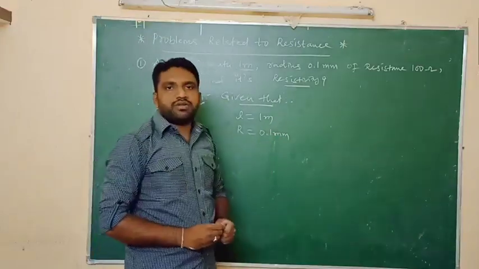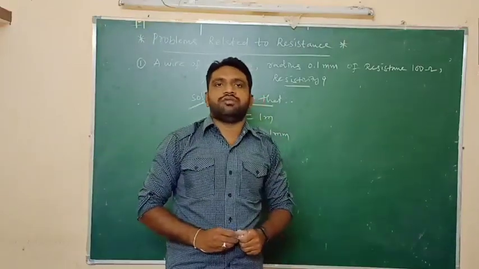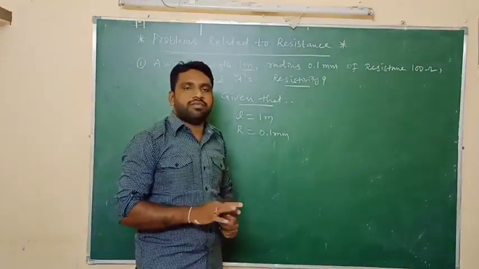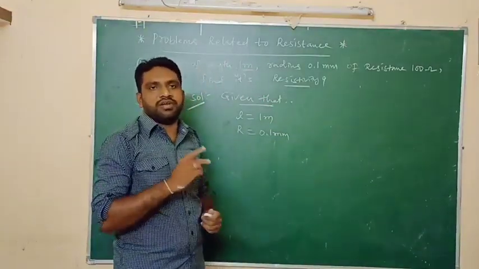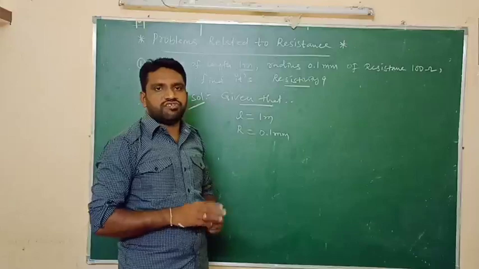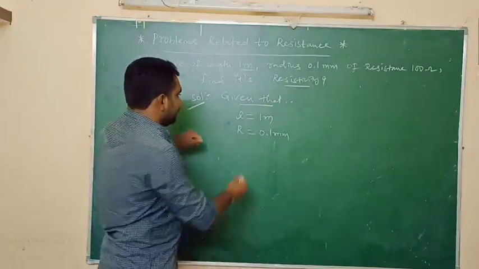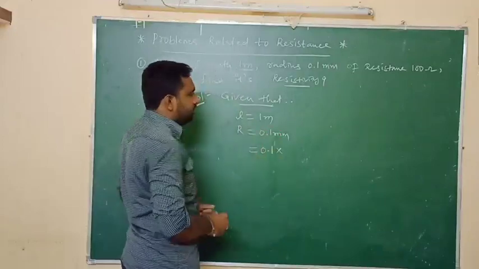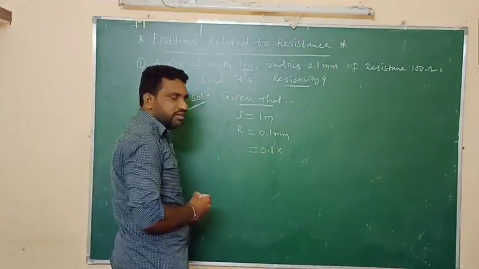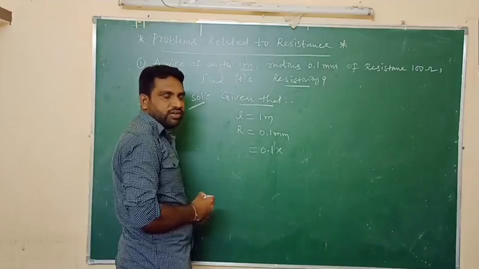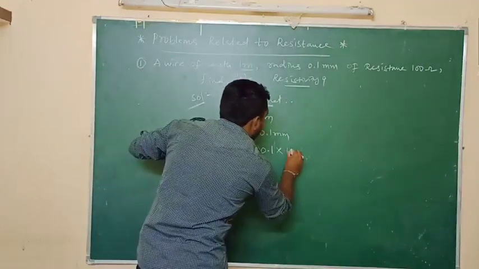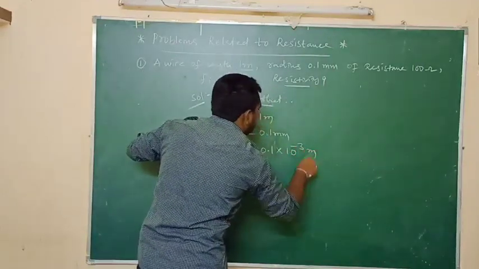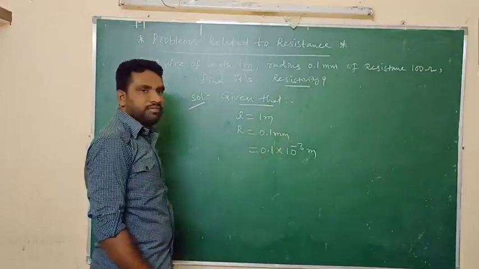We know that 1 meter equals 1000 millimeters. Then 1 millimeter equals how many meters? 1 by 1000 meter, that means 10 to the power of minus 3 meters. So 0.1 mm is 0.1 into 10 to the power of minus 3 meters. So the conversion is completed.